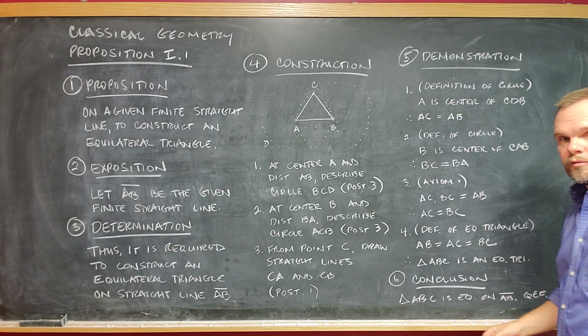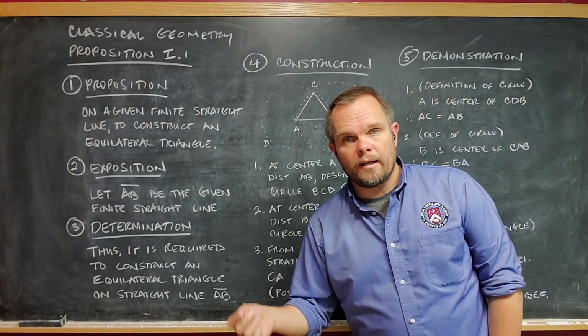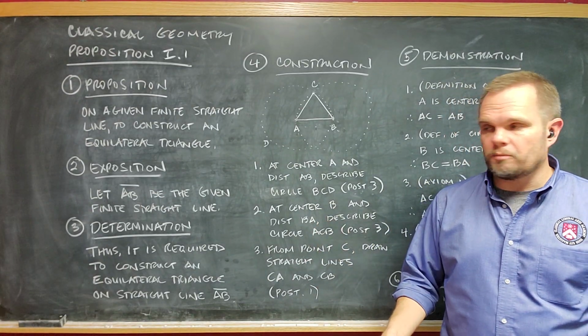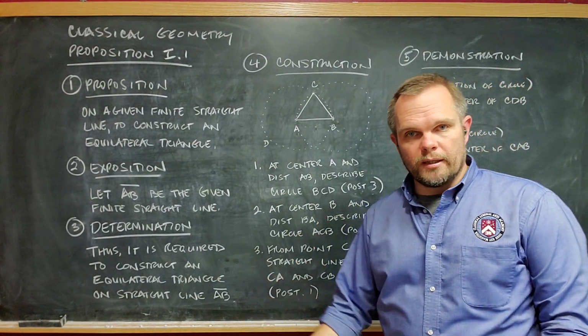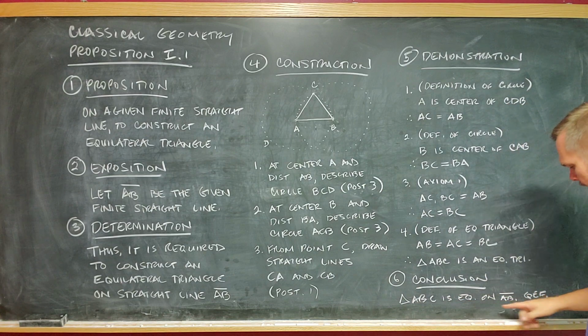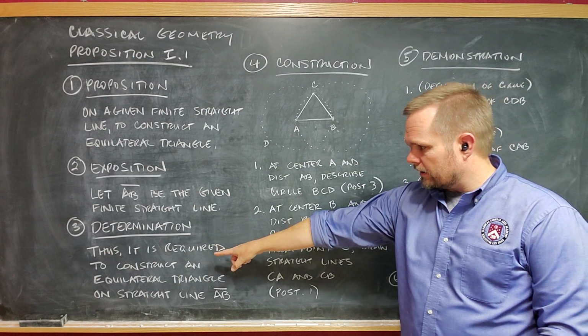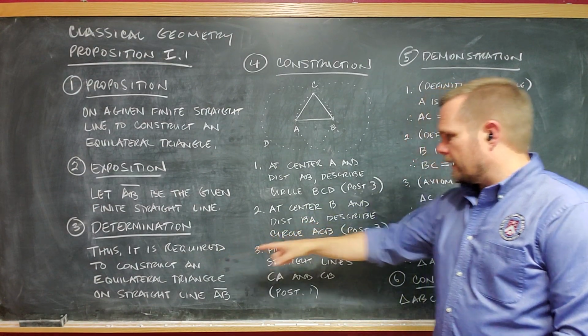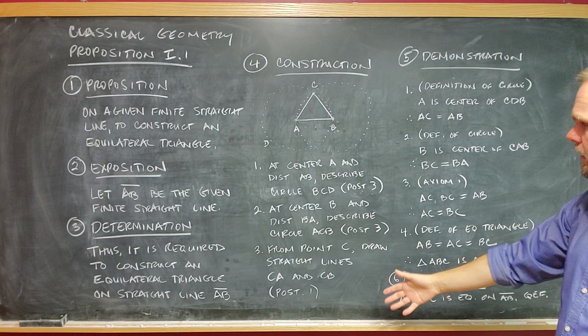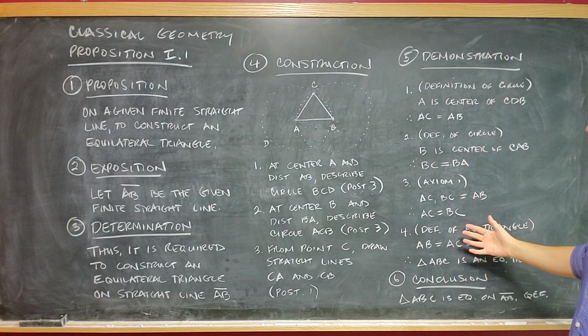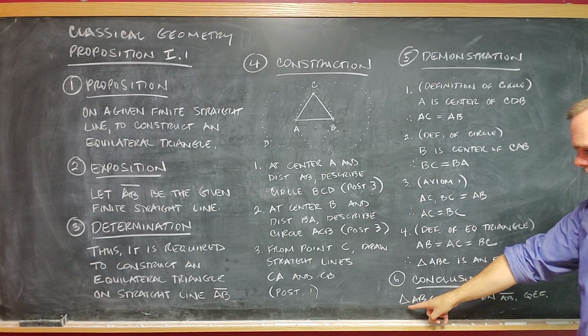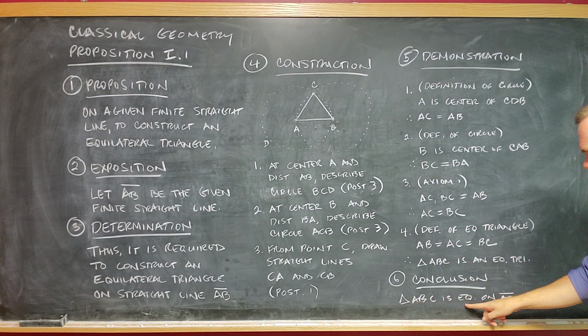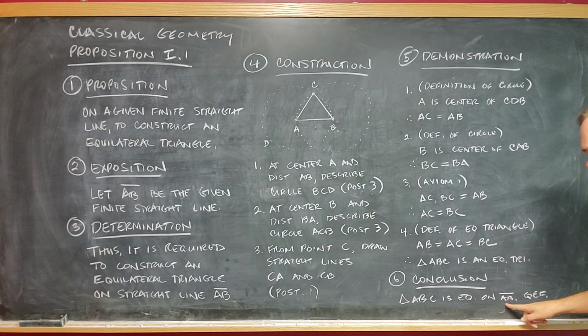QEF is the Latin phrase which means quod erat faciendum, which means which was to be done. We have done that which was to be done. What was assigned to us in the determination has been accomplished in our construction, has been proven in our demonstration. Therefore, triangle ABC is an equilateral triangle constructed on the given finite straight line AB, quod erat faciendum, which was to be done.